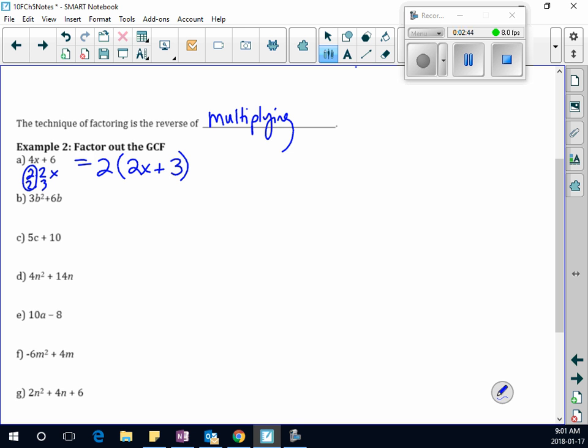Again, 3b squared would be 3 times b, and 6b would be 2 times 3 times b. So you can see there's a common 3b. That's what I'm going to take out now. So 3b bracket. Something to note is if I start with 2 terms, I better have 2 terms inside the brackets. So 3b times what? You can actually see what you're multiplying by looking at what isn't circled when you found your common factors there. So 3b times b, and then plus 2. Again, I can check by multiplying 3b times b, and I get 3b squared. 3b times 2, and I get 6b.